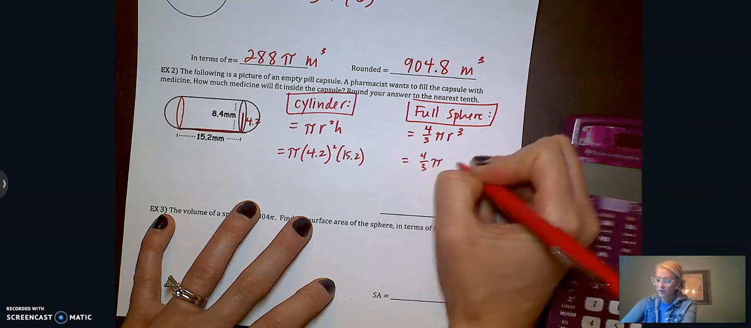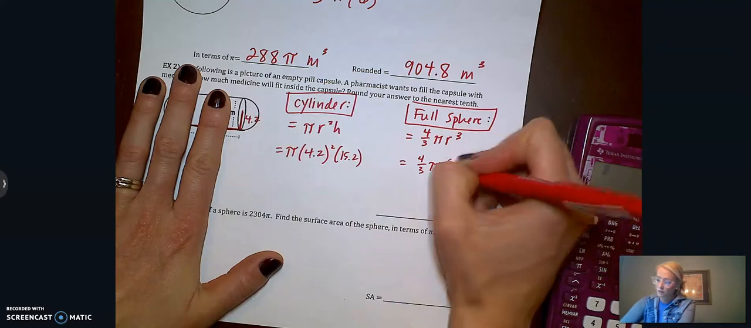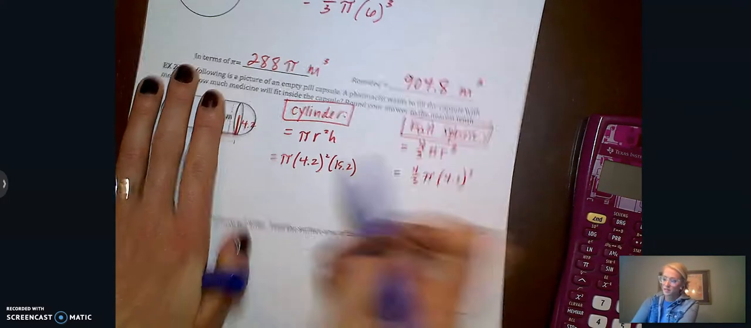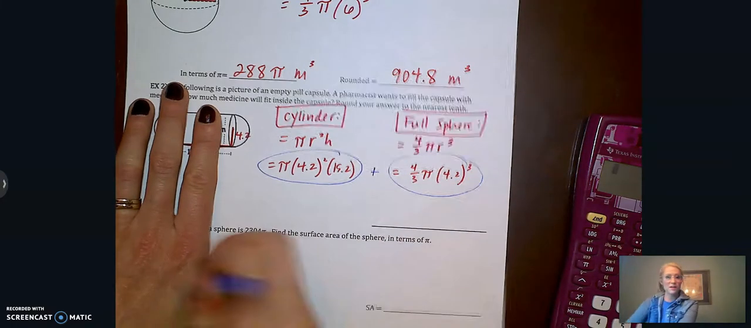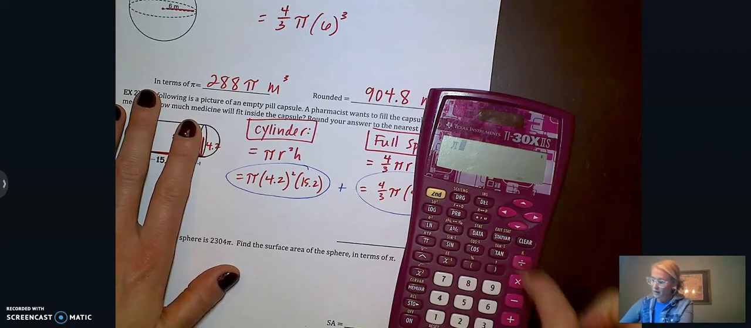So it's a full sphere. The radius of the sphere would be the same as the cylinder, 4.2. So here's what I'm going to do. I'm just going to take the cylinder plus the sphere in my calculator. So it's going to be kind of long. Bear with me. So pi times 4.2 squared times 15.2.